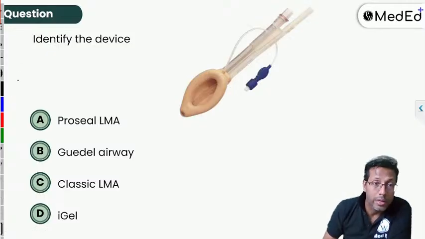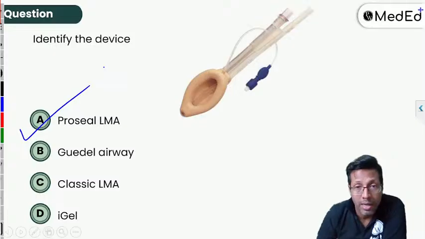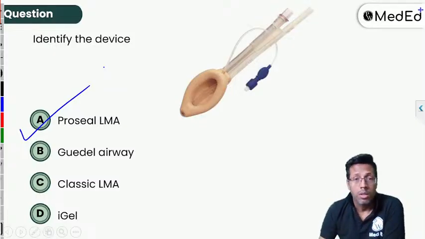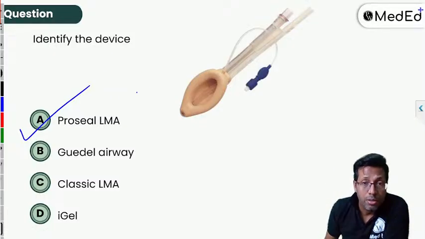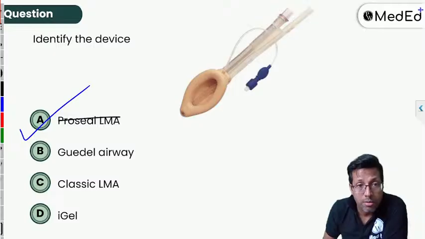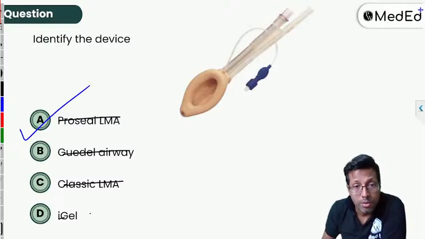Correct. All of you are absolutely correct. Okay, it is ProSeal LMA, right? Now, the same question can be changed. This device, let me change the options.